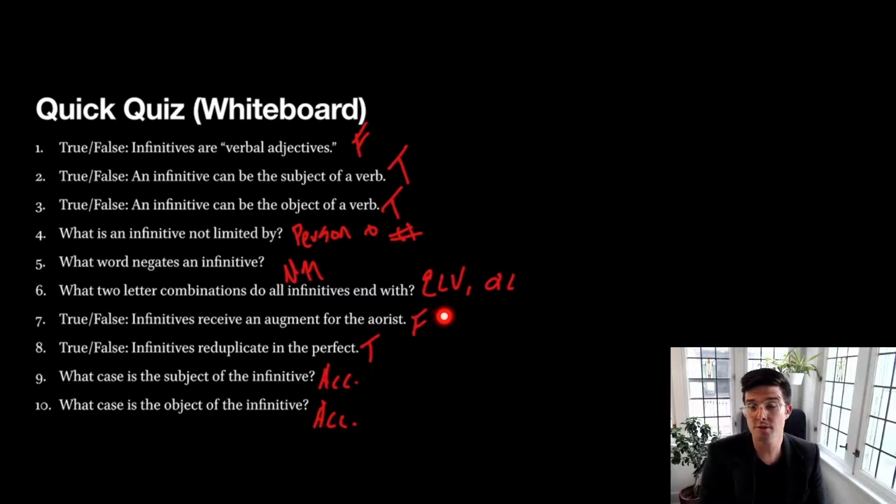Infinitives do not receive an augment in the aorist. The augment only occurs in the indicative mood, but infinitives will reduplicate in the perfect, or to form the perfect. And then lastly, both the subject and the object of the infinitive are in the accusative case.